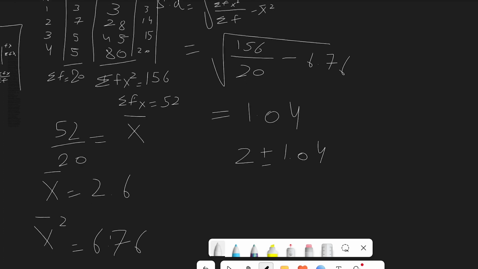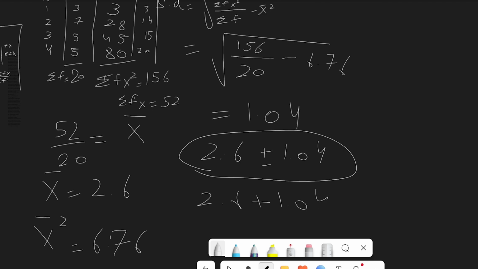I'm just assuming the mean, but we actually have the mean, which is 2.6. So we put 2.6 over here, and every worker's salary would be within this bracket. It would be at max 2.6 plus 1.04, and at minimum 2.6 minus 1.04, and that is it for standard deviation. Thank you.